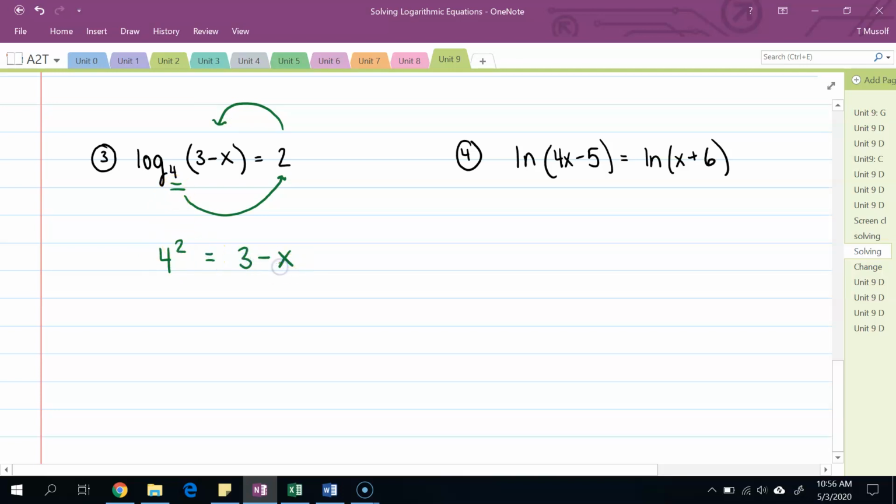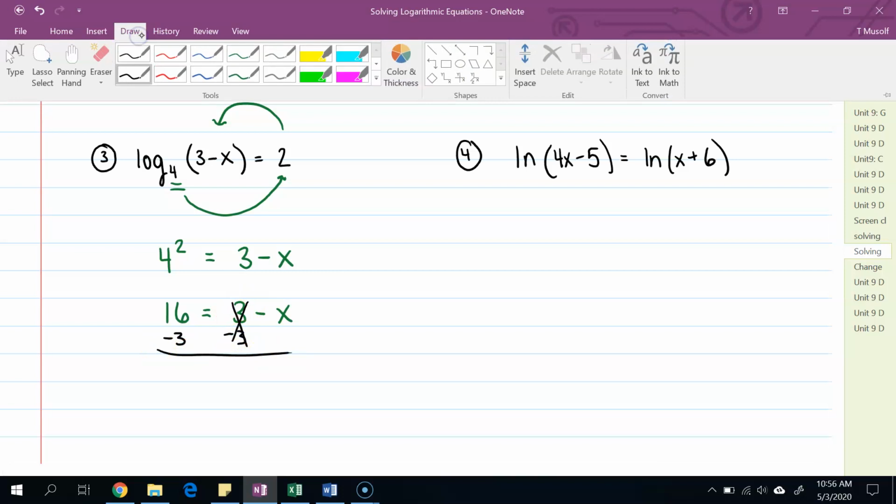Sometimes people get stuck at this step because they think, wait, I want to solve for x, but there's still this exponent here. But remember, 4 squared is something you can simplify. 4 squared is just 16. Sometimes just by simplifying that now, it's like, oh, I know how to solve this equation. So to finish solving, I'm going to subtract 3 from both sides.